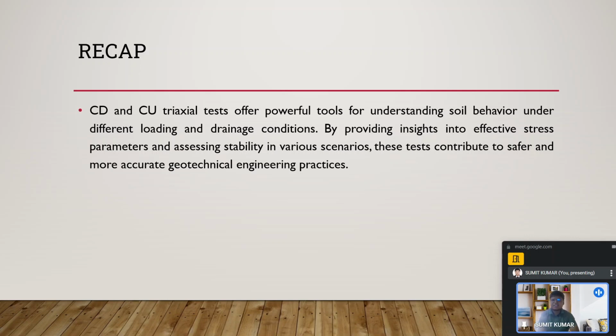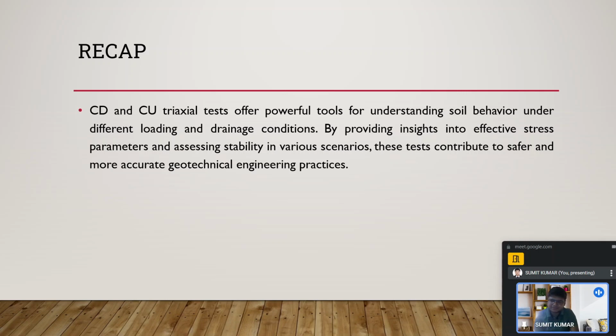Now again, I will recap these sections for you. The CD and CU triaxial tests offer a powerful tool for understanding the soil behavior under different loading and draining conditions by providing effective stress parameters, assessing the stability in various scenarios. These tests contribute to safer and more accurate geotechnical engineering practices.